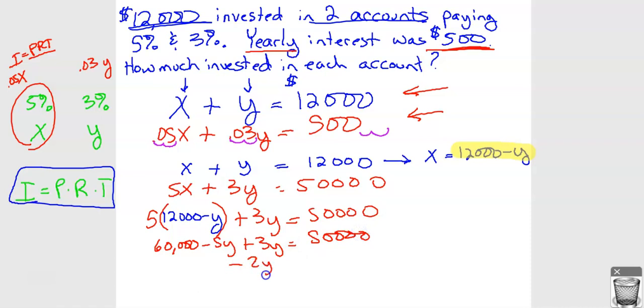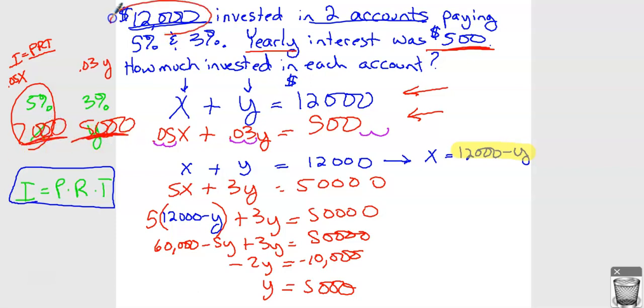That's negative 2y equals negative 10,000, which means y equals 5,000. So once y equals 5,000, we know this is how much money they put into this account, which means they put 7,000 into this account because the two together must equal 12,000.